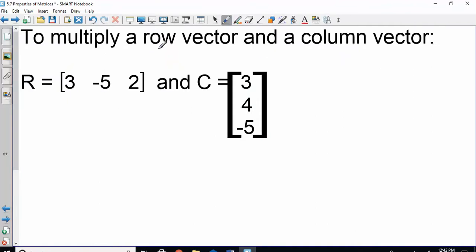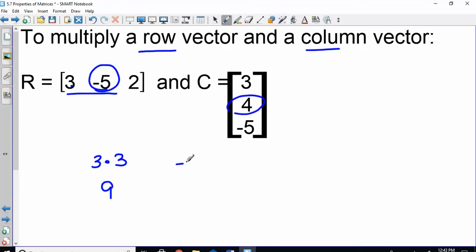So to multiply, we have to take a row times a column. When we do that, we know rows are horizontal, columns are vertical. We will actually get a single number. You multiply the first numbers together. So we'll do 3 times 3, which is 9. We'll multiply the second entries.